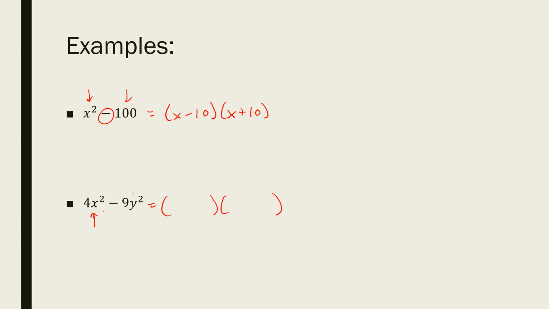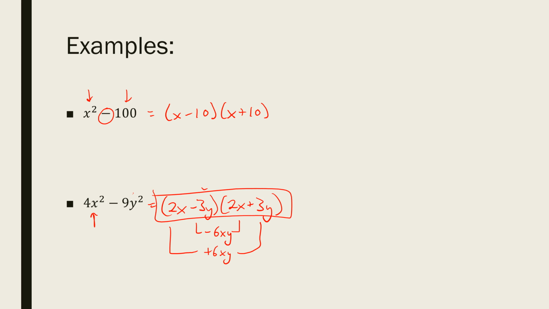How do I multiply to 4x squared? Thinking kind of in terms of square roots, 2x times 2x. Don't choose the 4x and the x. Remember, it's a difference of two squares, so choose the square roots. 2x and 2x. And then how do I multiply to 9y squared? Again, choose the square root, 3y and 3y. If we make one plus and one minus, then even though this is a super complicated middle term of negative 6xy and positive 6xy, because of the minus and the plus and the fact that I'm using all the same terms here, my middle two terms cancel. So this is the answer.